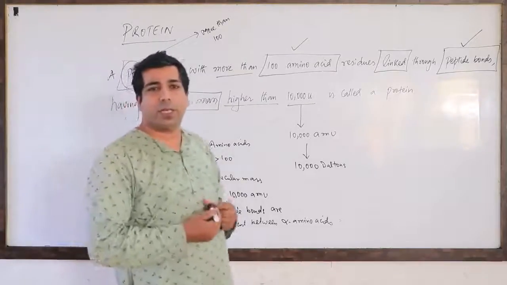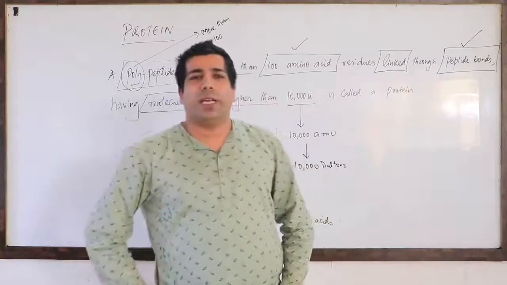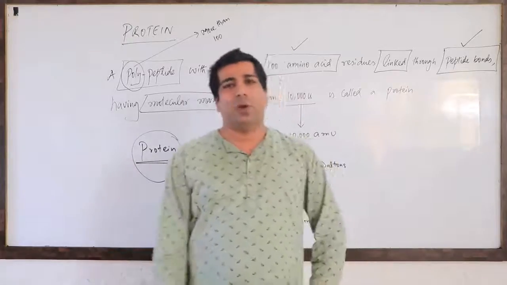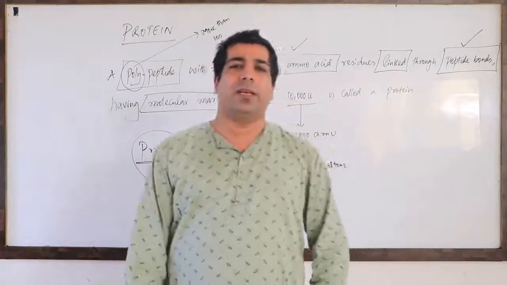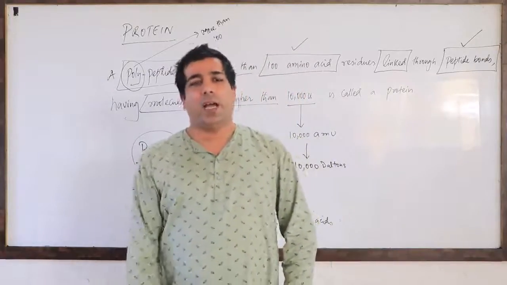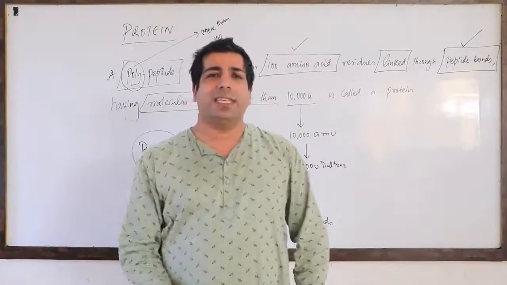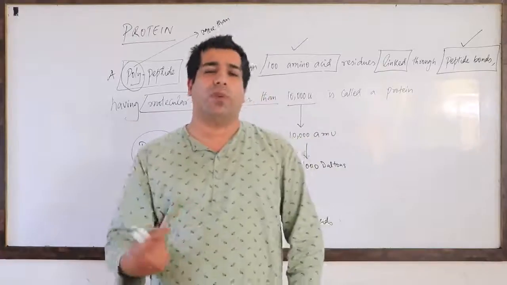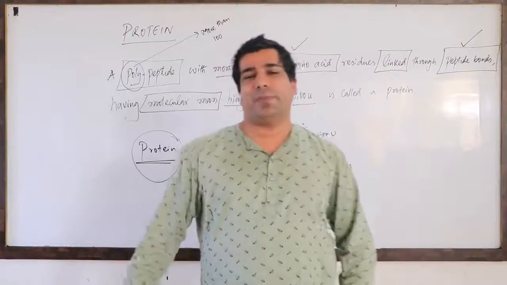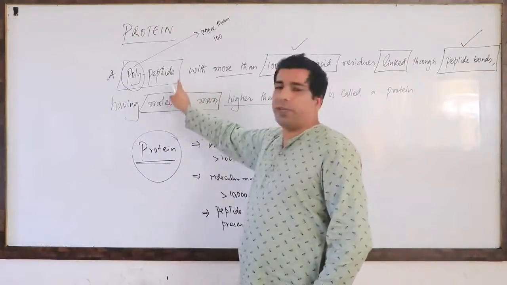So my dear friends, what is a protein? Protein is a polypeptide and it contains more than 100 amino acids which are linked together through peptide bonds. And the molecular mass of protein has to be greater than 10,000 atomic mass units. I hope you have understood what protein is all about. We will discuss in detail the structure of a protein, where you will get more information about peptide bonds and what the polypeptide actually is. But there is an exception to this particular definition.